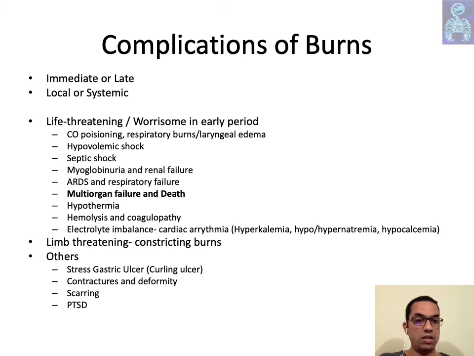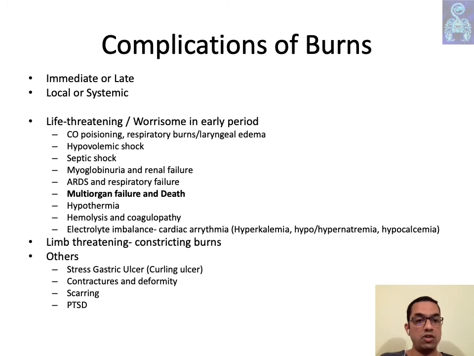As we talked, patients are mostly killed immediately because of respiratory compromise in any kind of trauma. So what can be there in the respiratory part? Carbon monoxide poisoning, respiratory burns or laryngeal edema. Then the most common reason of losing patients in burns is hypovolemic and septic shock. Then also can be hypothermia, hemolysis, coagulopathy, electrolyte imbalance, which may cause cardiac arrhythmia. The common electrolyte imbalances in burns patients are hyperkalemia, hypo or hypernatremia, and hypocalcemia.